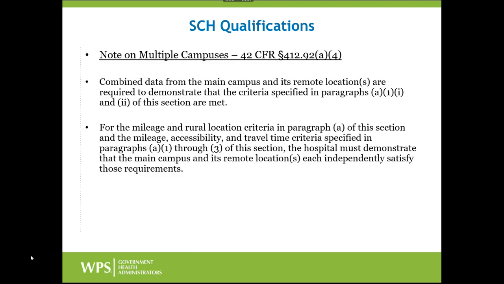Now, one of the additional notes that's been added into the regulations at 412.92(a)(4) deals with remote locations. So if you have a main hospital that all of a sudden has a provider-based campus, so they have a remote campus, the regulation requires that both of those campuses have to meet the same criteria. If your remote location causes you to fail the criteria, then you're no longer a sole community hospital. You would lose that status. So that's just something with the regulation there.